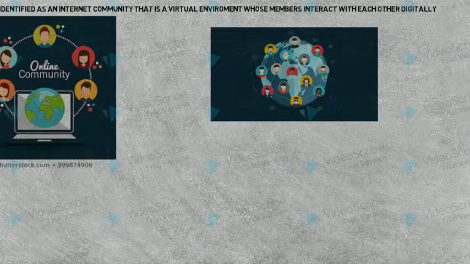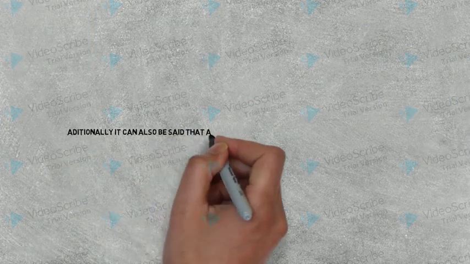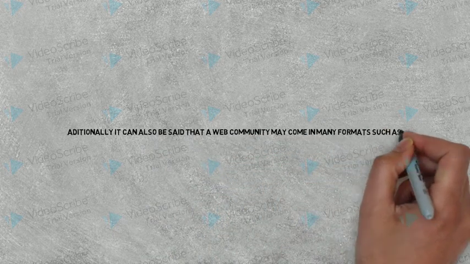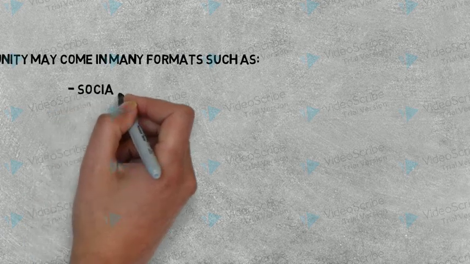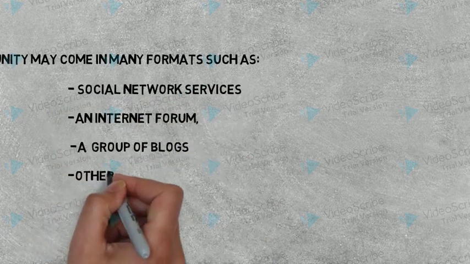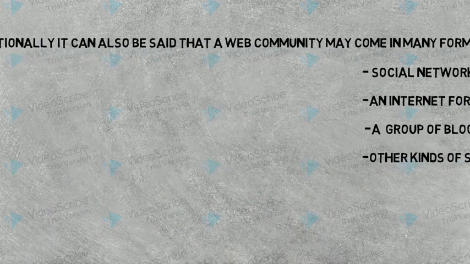Additionally, it can also be said that a web community may come in many formats, such as the following: social network services, an internet forum, a group of blogs, and other kinds of social software applications. And look at the picture, you shall see what I'm talking about.